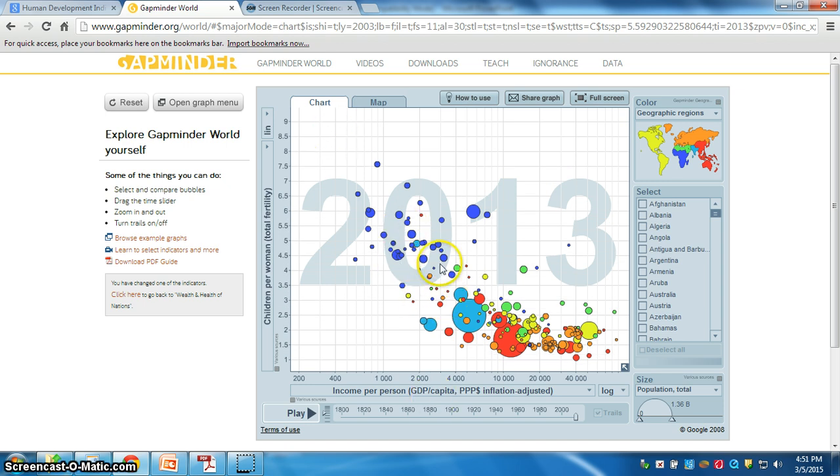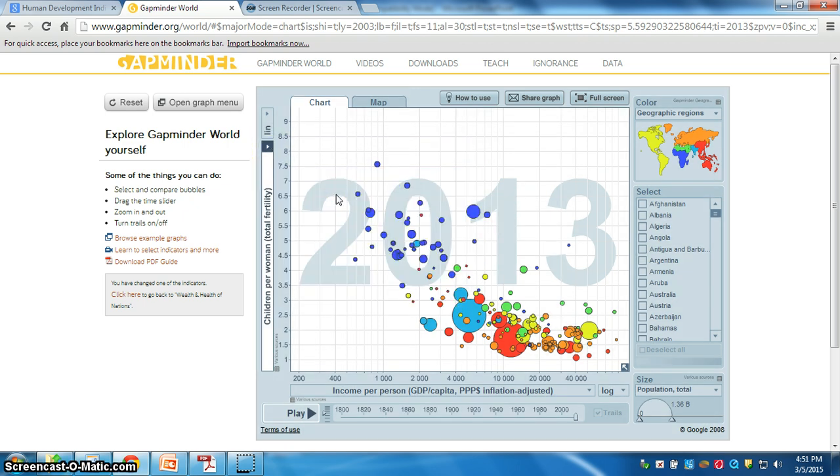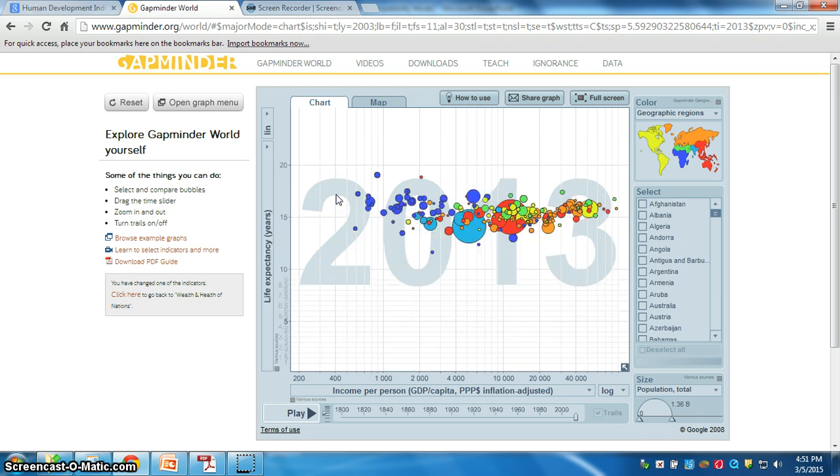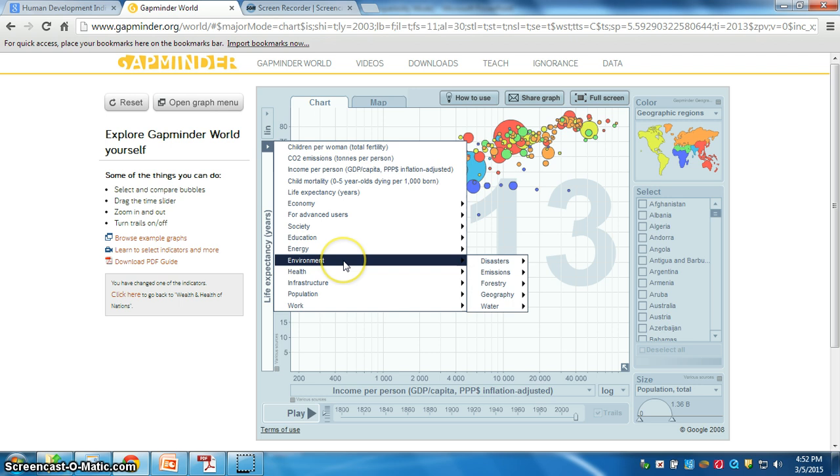Again, you could look at what this tells you about development, the number of children per woman that people are having based upon income. You could look at the countries in the world and where those different regions and countries are at. You could look at life expectancy, and again, I think we talked about this last time in terms of how high life expectancy has gotten.